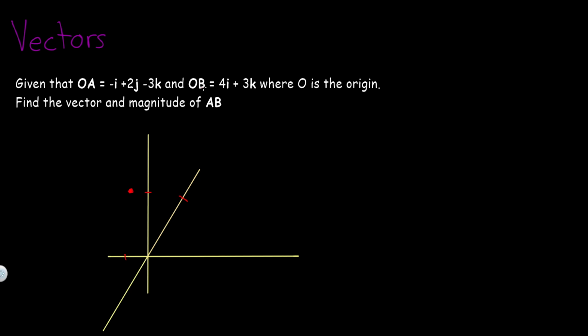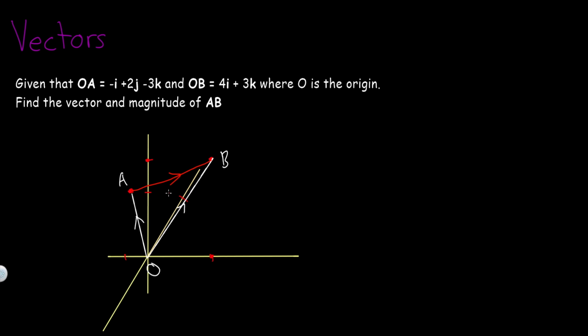And for the point B, it says that it is located at 4i plus 3k. So it will be right here. So it is given that OA, which means that this is point O, this is point A, and this is point O, and this is point B. So in order to find the magnitude and vector of AB, let's say we draw a line from here to here, straight from A to B.